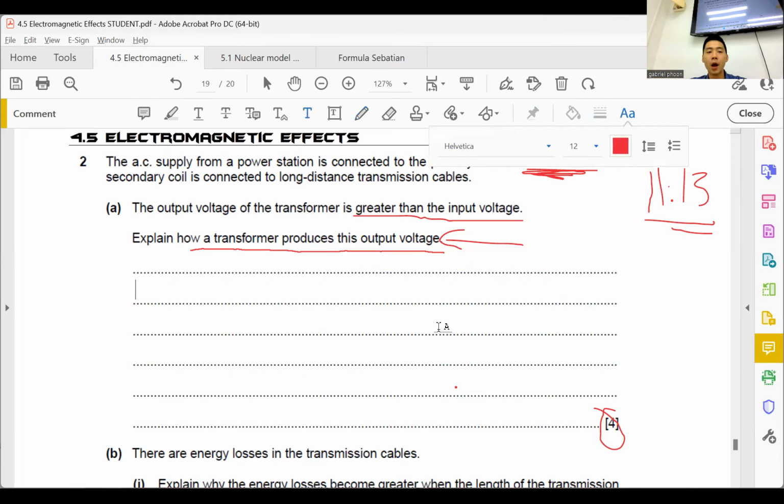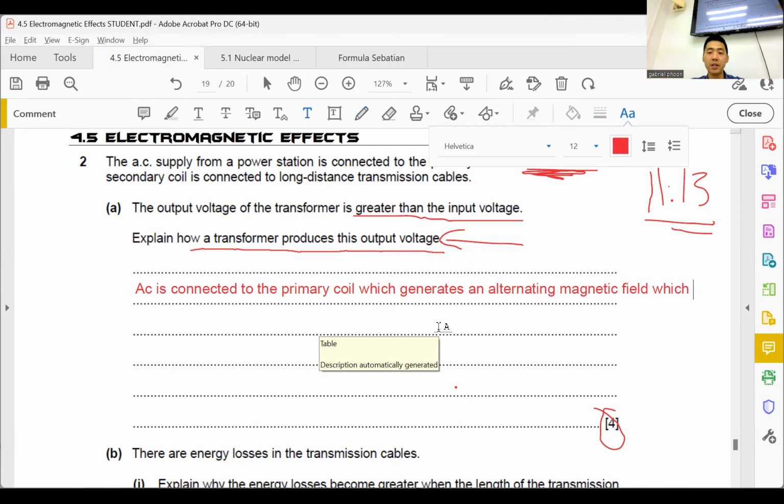You're going to say that alternating current is connected to the primary coil, which generates an alternating magnetic field, which passes through the soft iron core. This changing magnetic field cuts through the secondary coil.